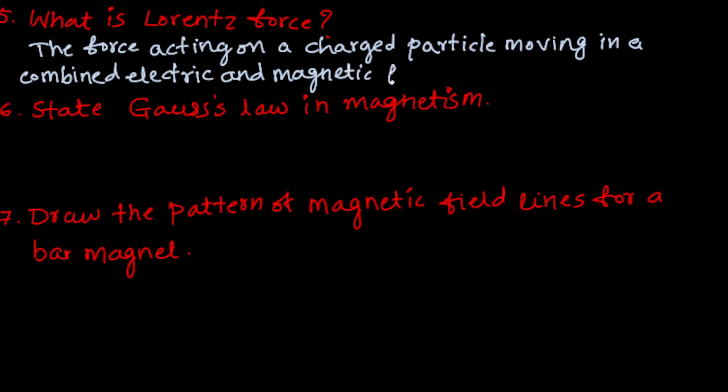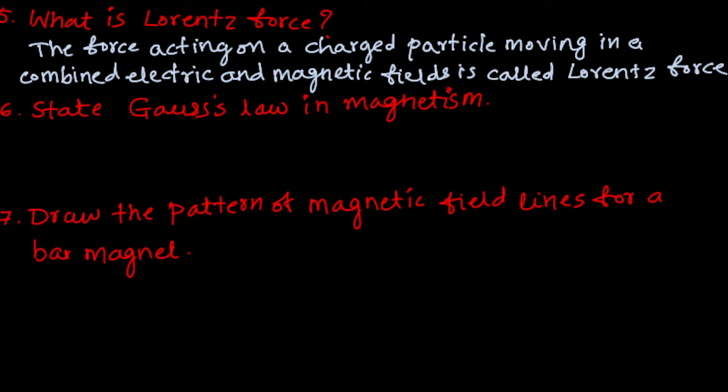Combined electric and magnetic field is called Lorentz force. See, when a charged particle moves in a combined electric and magnetic field, both the electric field and the magnetic field exert force on the charged particle. Therefore the total force due to both electric field and magnetic field is called Lorentz force.